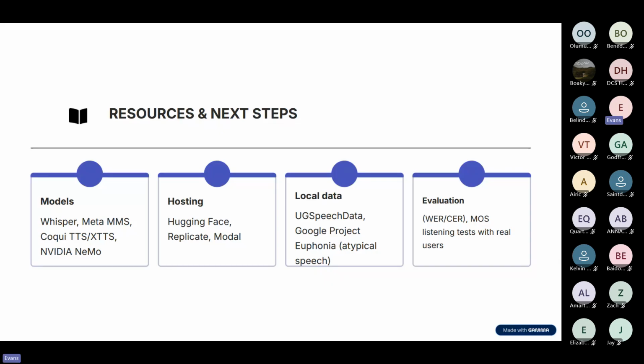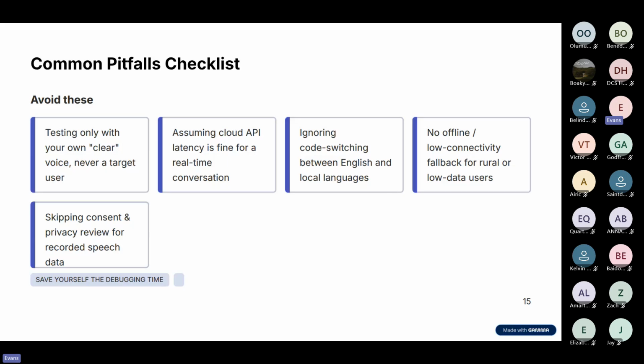All right, so in your building, you want to avoid these things, right? So testing only with your own clear voice, never a target user. We've talked about this. You don't do that. You are designing for people, so people should come first, right? Assuming cloud API latency is fine for a real-time conversation.